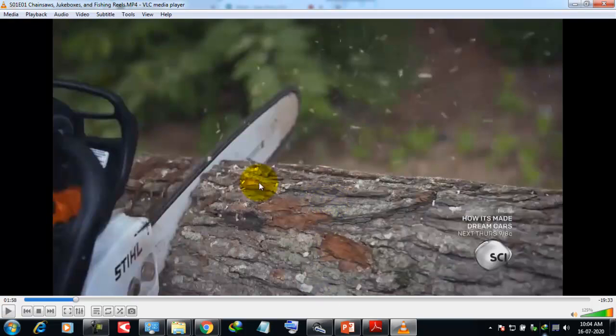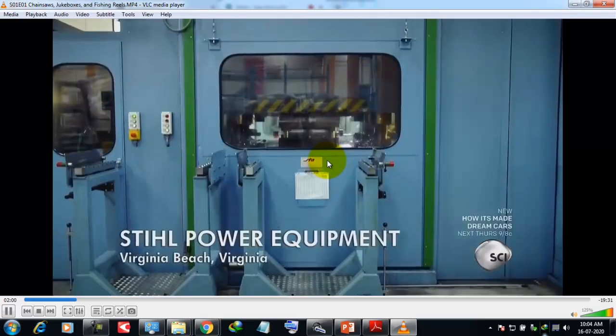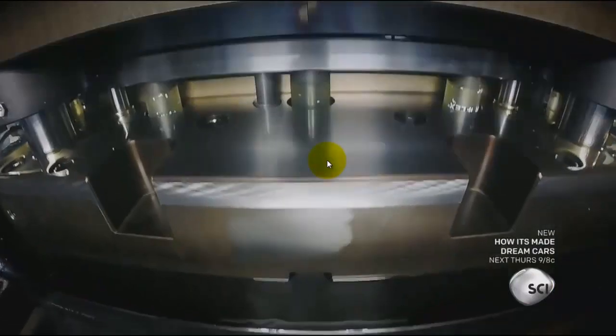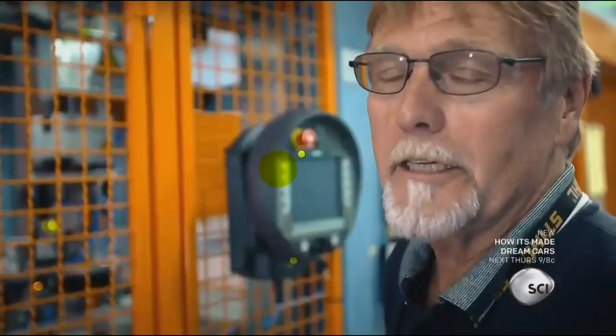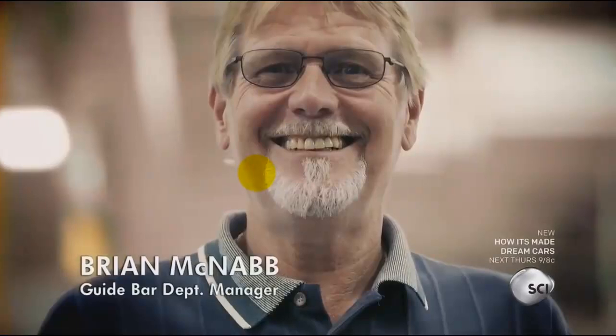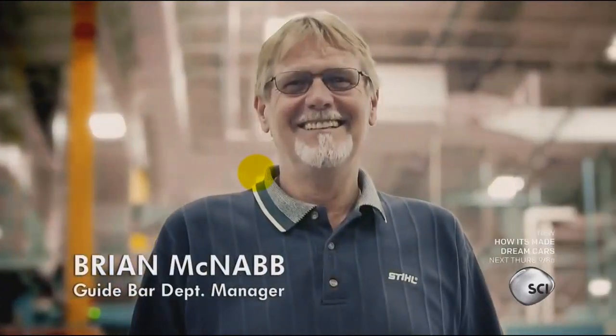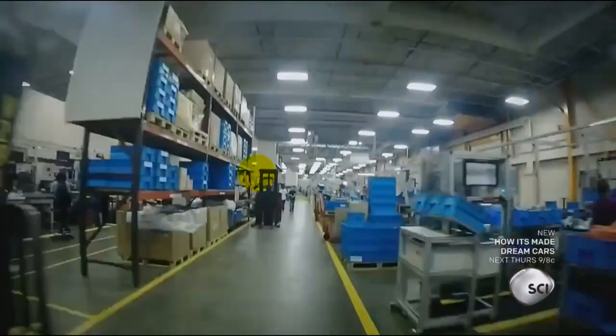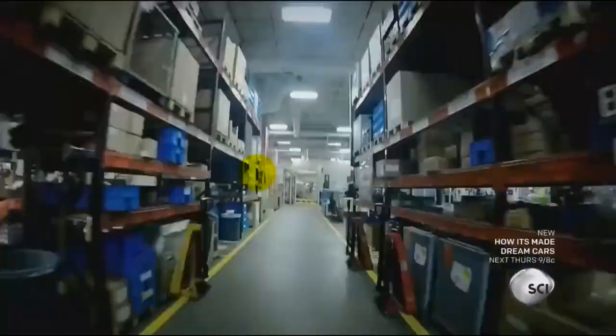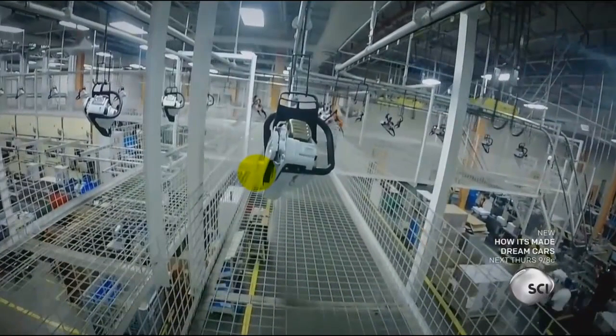Okay. Still I will show the video. To save weight, workers at this Virginia Beach factory build this guide bar in a very special way. It's hollow. What we're doing here is we're taking the parts that we stamped out, outer plate and inner plate, and putting them together to basically make the guide bar. Brian heads a team of engineers that run the massive robotic guide bar production line. It's one small part of a 2 million square foot factory that produces 4 million units a year.